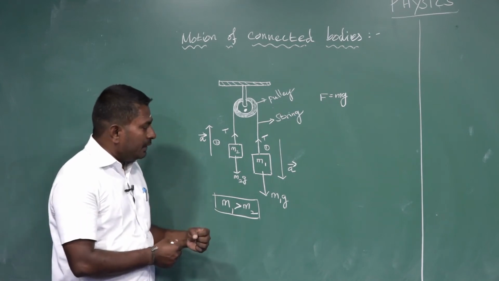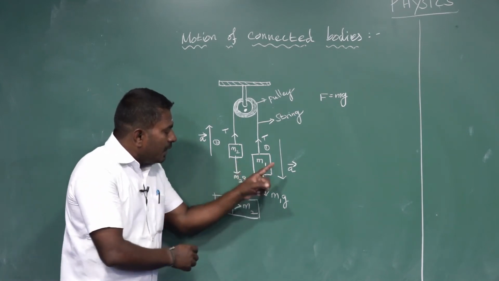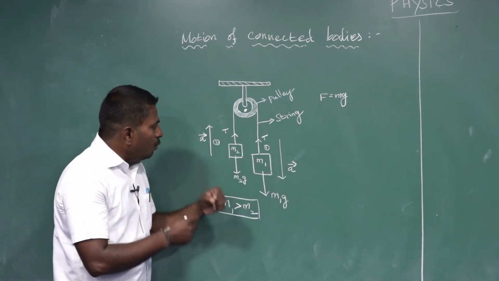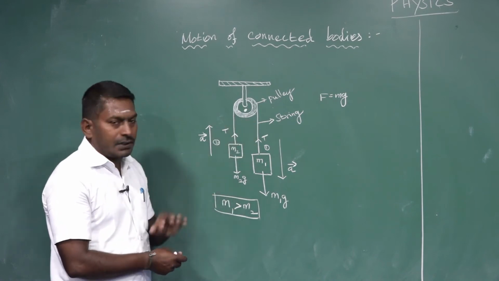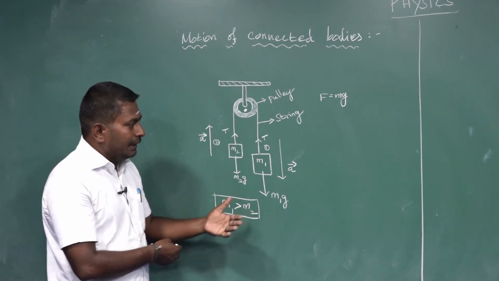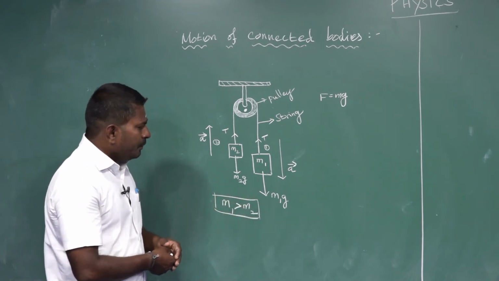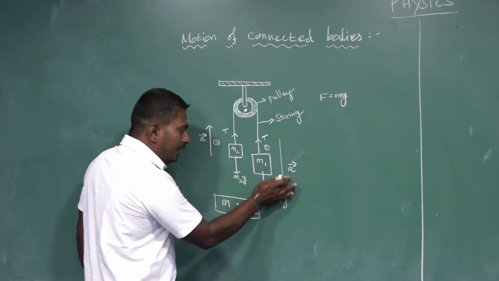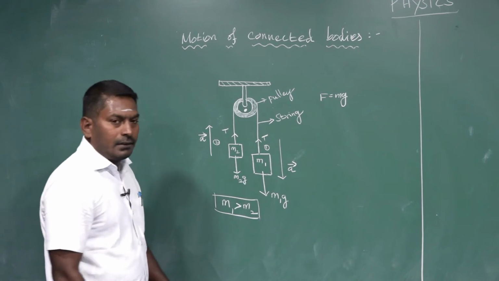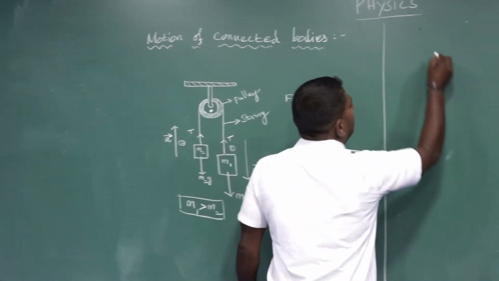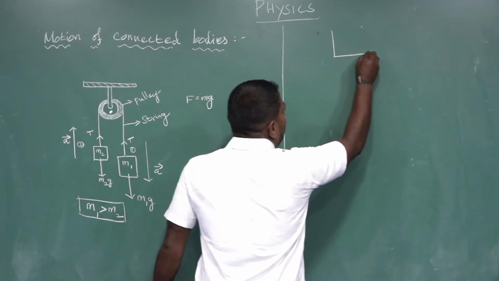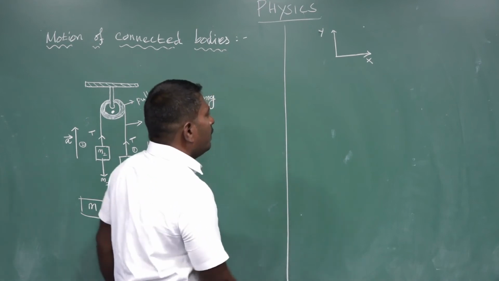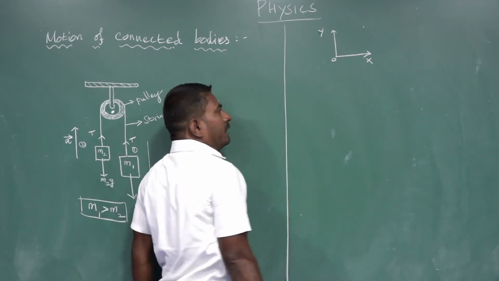Now our aim is to determine the acceleration produced on both blocks, and how we find the tension produced in the string. We are going to see that further. Before calculating the acceleration and tension in the string, first we draw the coordinate system: the X coordinate and Y coordinate, and the origin of the coordinate system.